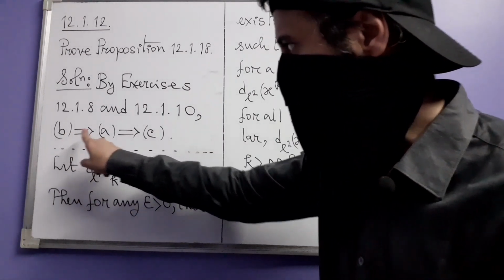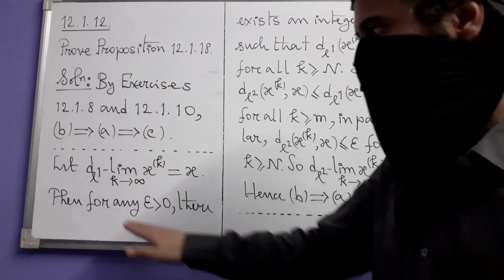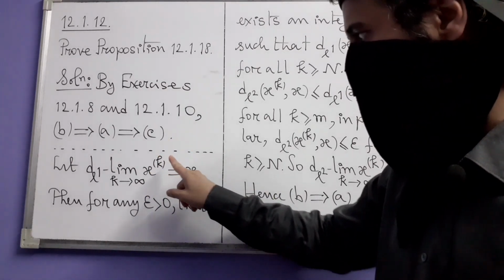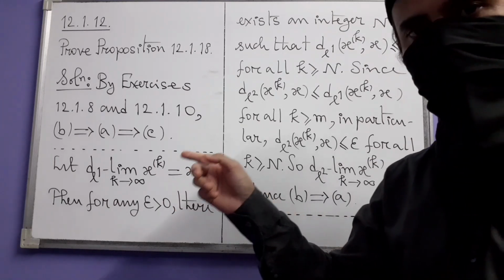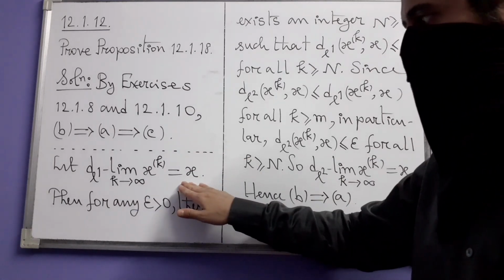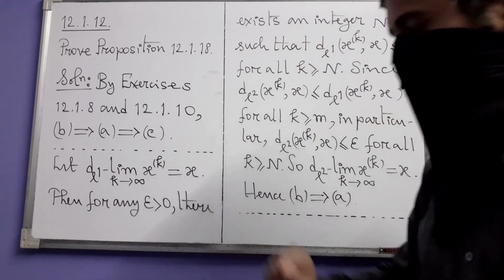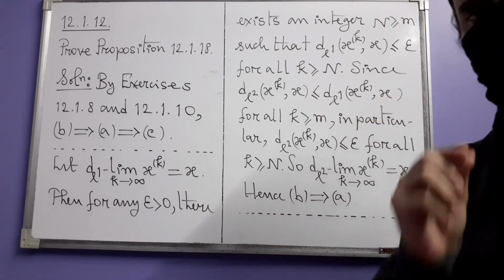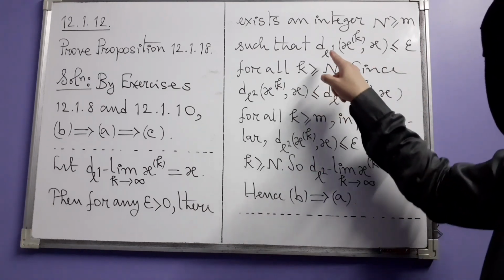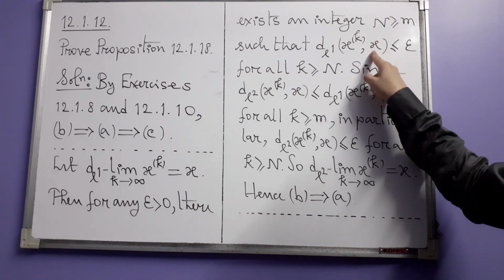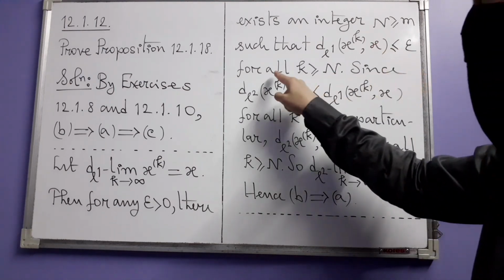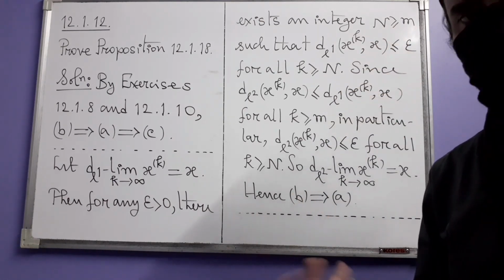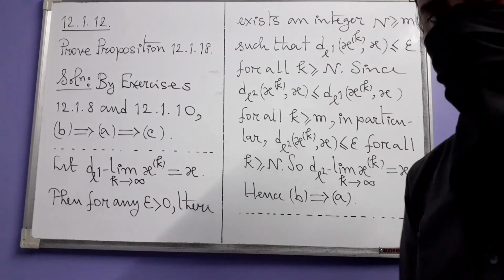Let us prove that B implies A. So B implies A means we are going to assume B. So B is going to be our starting point. That means we are assuming that our sequence xk converges to x with respect to the metric dl1. Now what does this limit mean? It means that for any epsilon greater than 0, there exists an integer n greater than or equal to the starting index m of our sequence xk, such that the dl1 distance between xk and x is less than or equal to epsilon for all indices k greater than or equal to that n. This is just the definition of convergence applied to this limit.